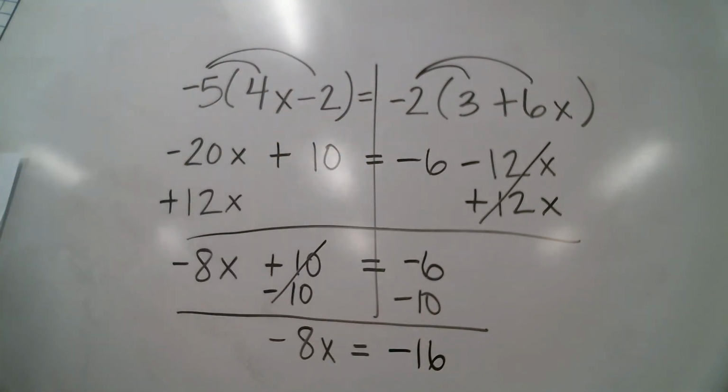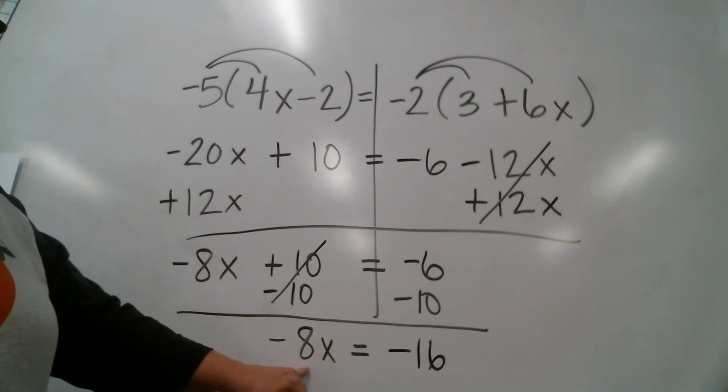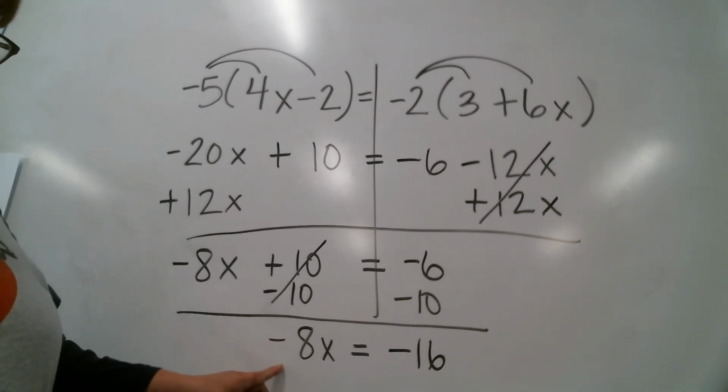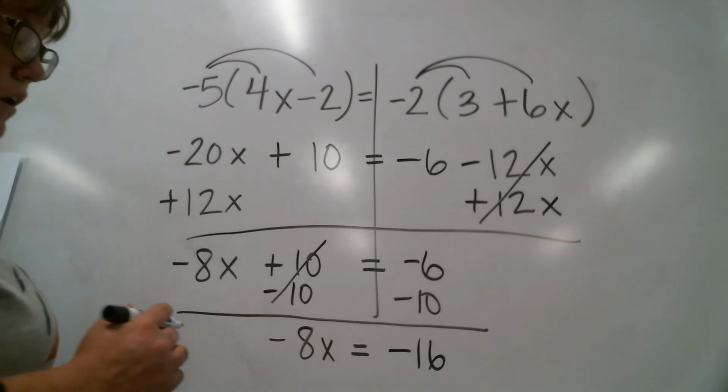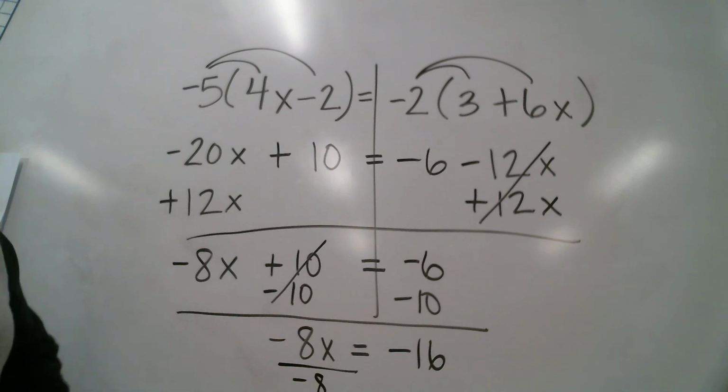Okay? And I noticed on some of your work, a couple of you were, when you have a negative sitting right next to your variable, that's still multiplication. So you have to undo it with division. You don't undo it with addition. Some people were trying to undo this with addition. You have to divide by exactly what that digit is.